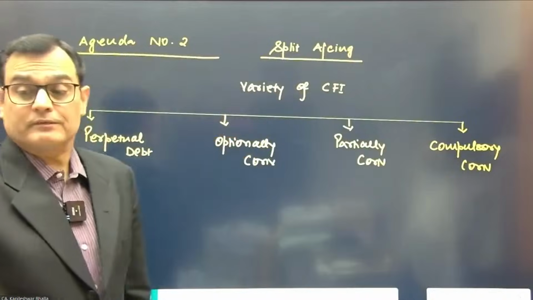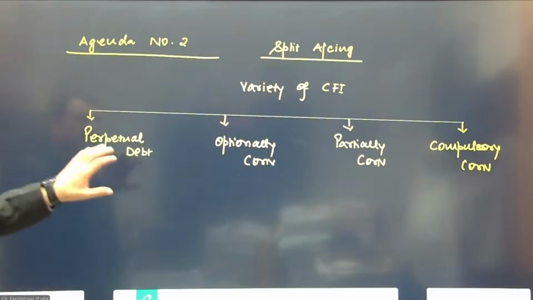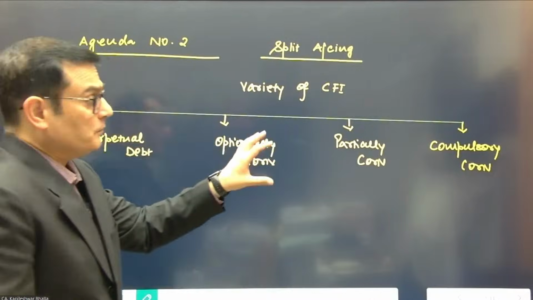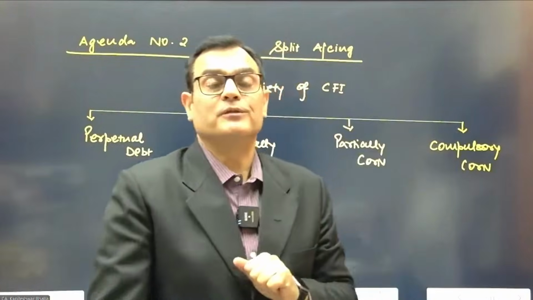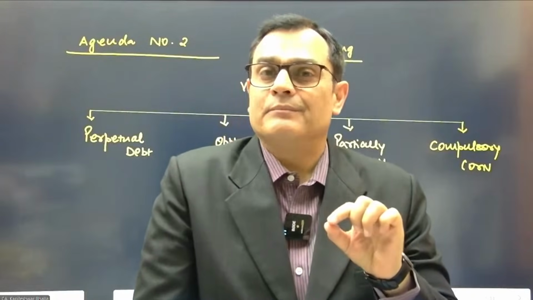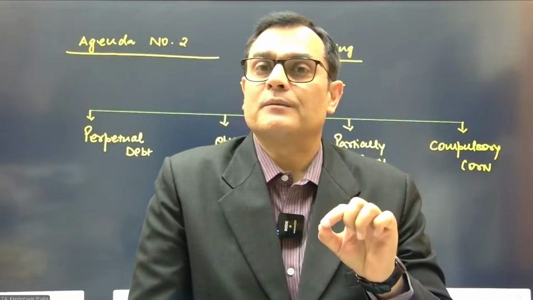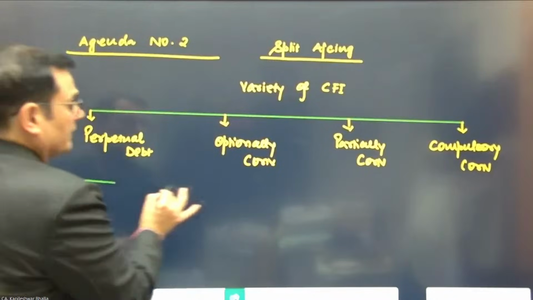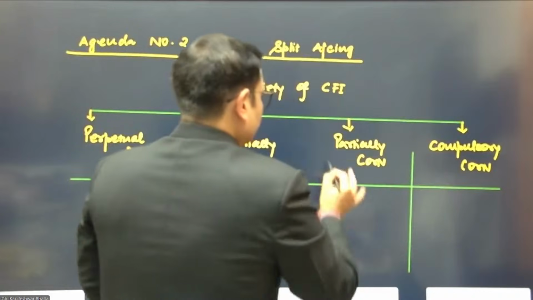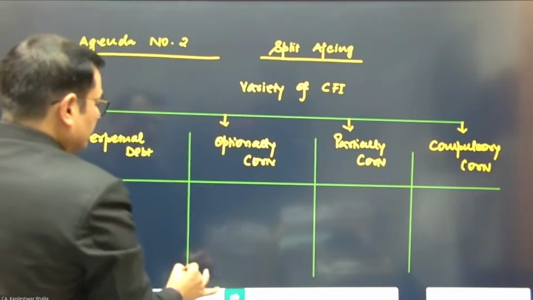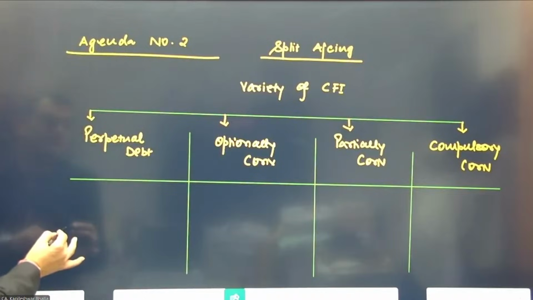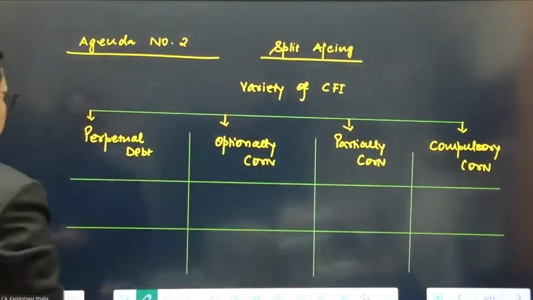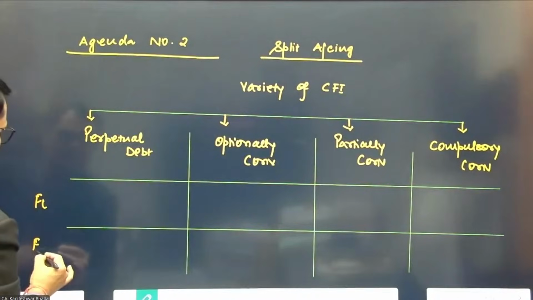When you do the split accounting, your mind needs to be very crystal clear about how the perpetual debt, optionally convertible, partially convertible, and compulsory convertible take place. What is the element which is included in the financial liability component? I'd like to take a quick recap and make an interesting mind map on that part as well: when you're calculating the split accounting, what comes in the financial liability and what comes in the equity element.